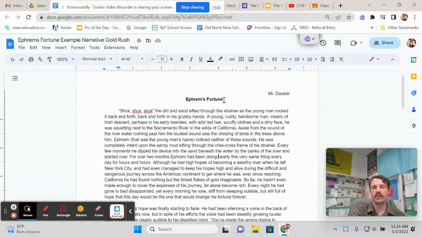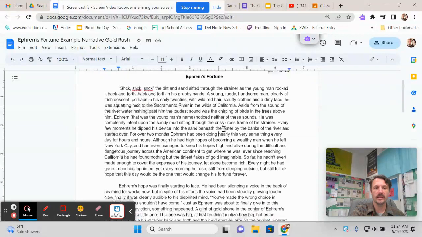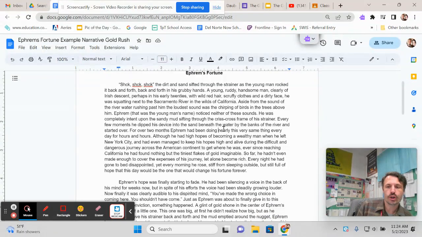My story is called Ephrem's Fortune, and here it is. The dirt and sand sifted through the strainer as the young man rocked it back and forth in his grubby hands. A young, ruddy, handsome man, clearly of Irish descent, perhaps in his early 20s, with wild red hair, scruffy clothes, and a dirty face. He was squatting next to the Sacramento River in the wilds of California.